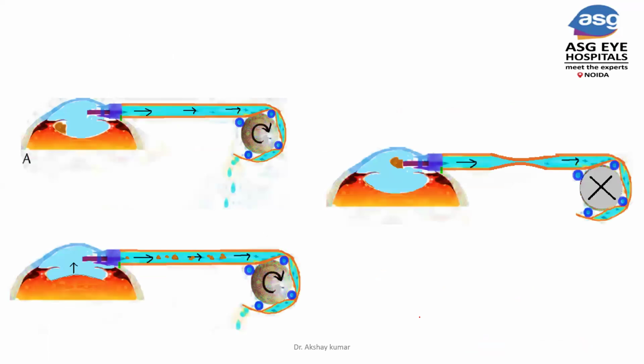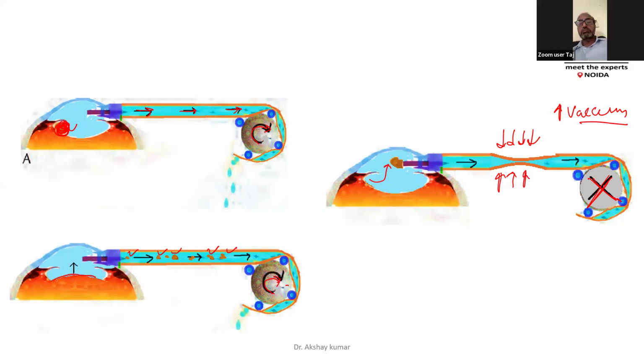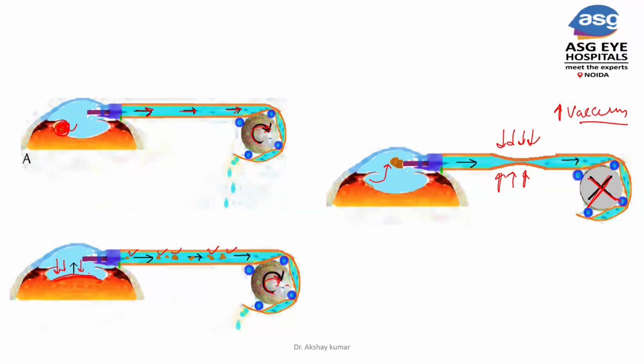So this is the same diagram. The nuclear piece is here and it is moving smoothly. Fluid is flowing through it. Whenever this piece comes here, it will lead to the collapse of the tubing and development of the vacuum. It will increase the vacuum and rollers will stop. And whenever a nuclear piece breaks, it will lead to surge. Can you see this posterior chamber is collapsing and posterior capsule is coming upward. So this is why surge happens.